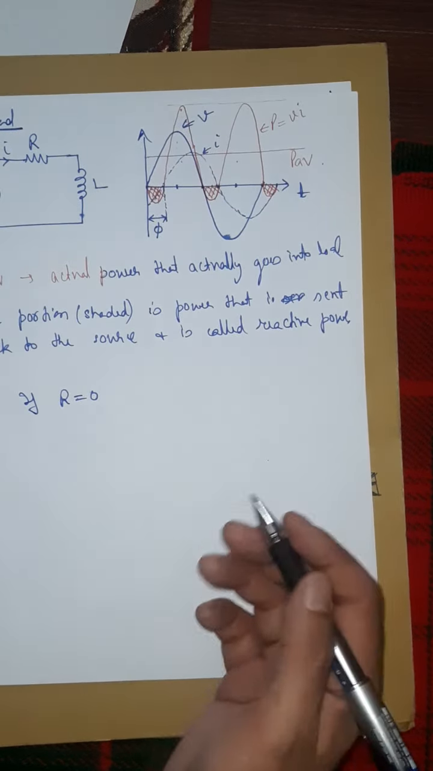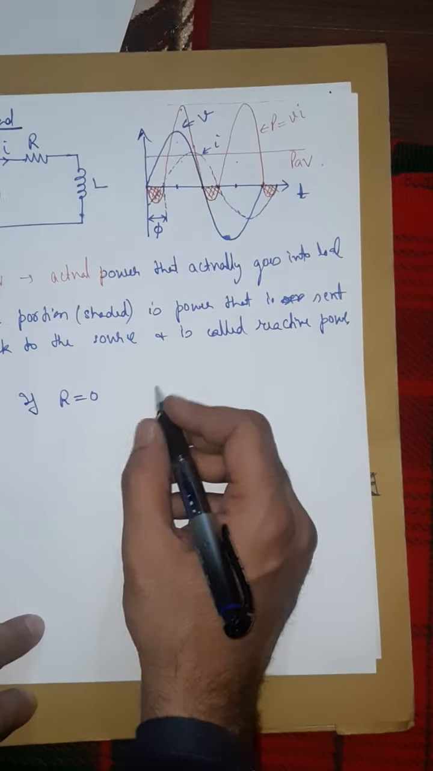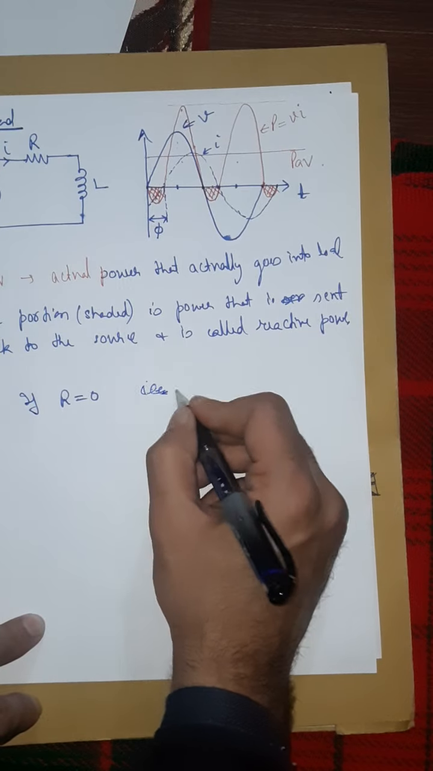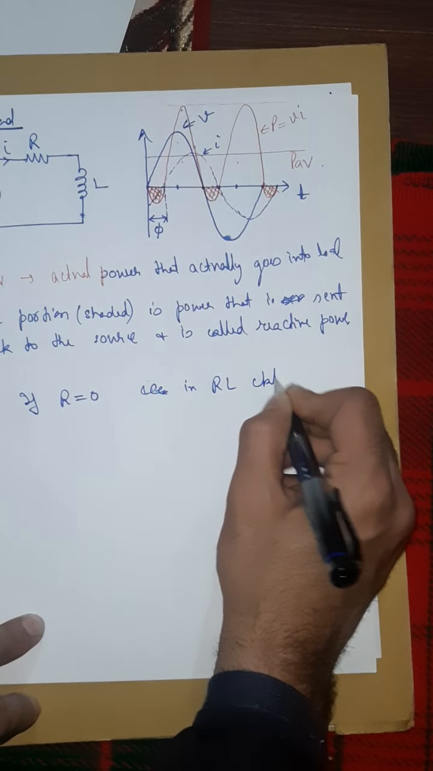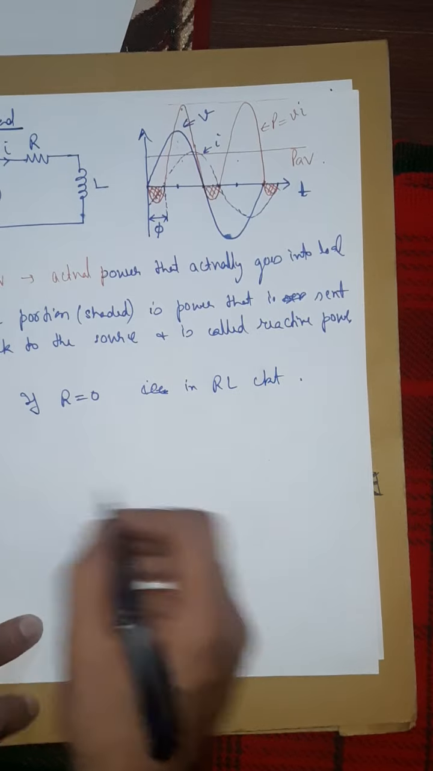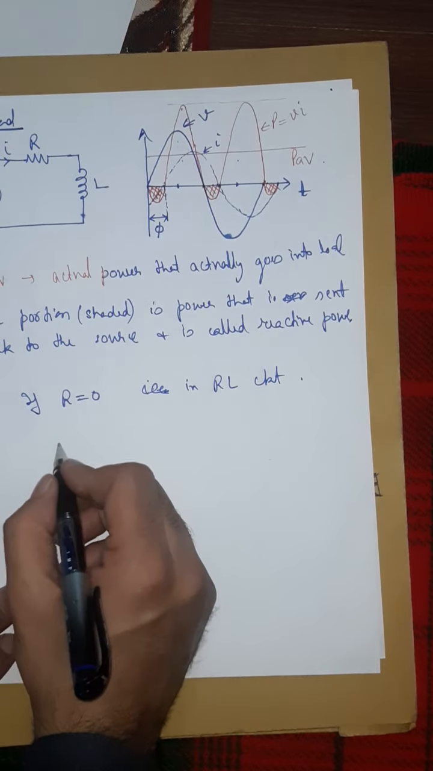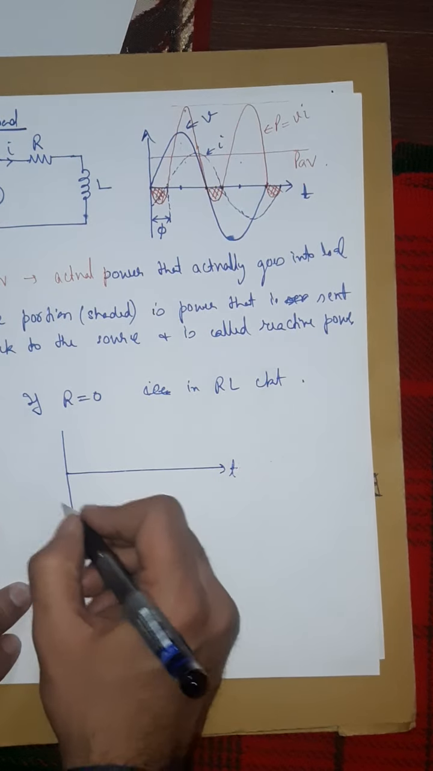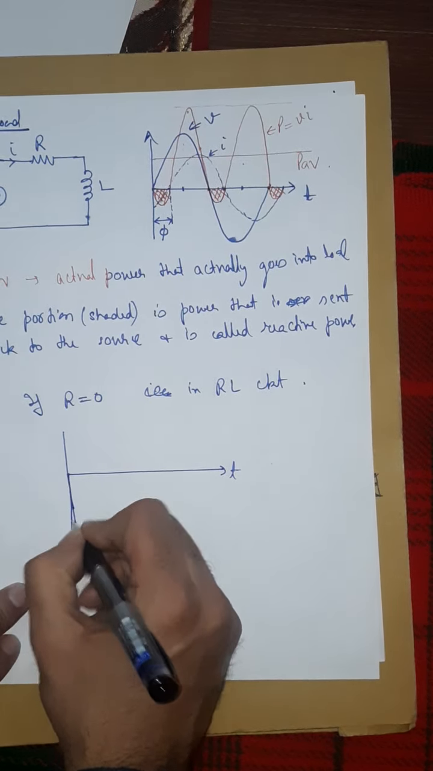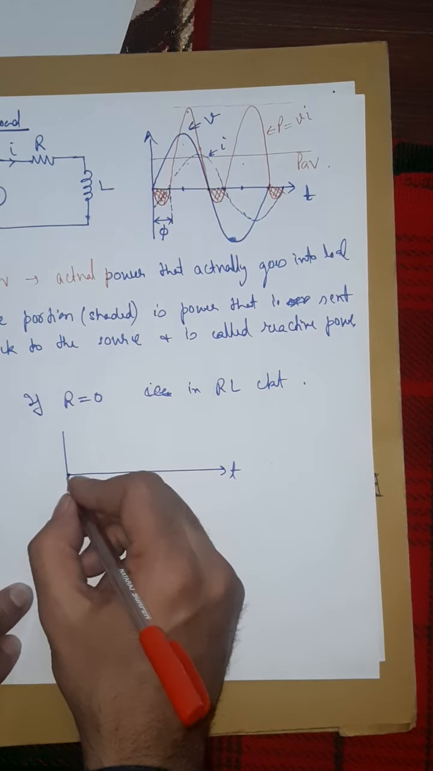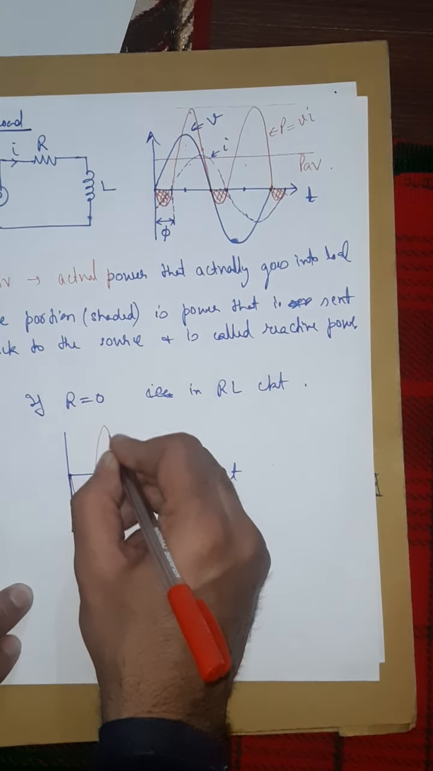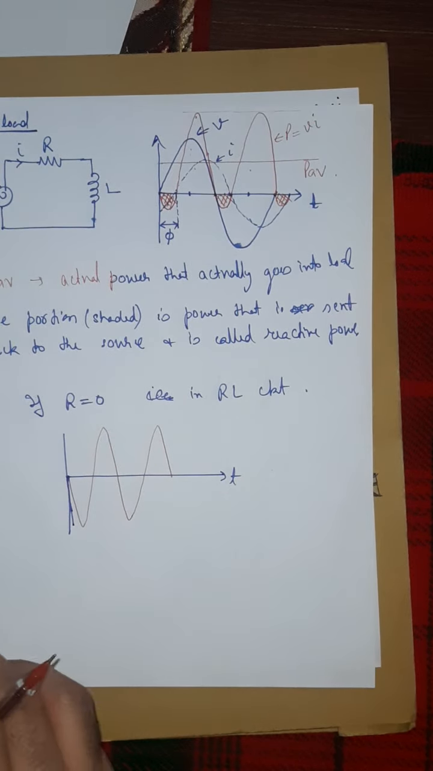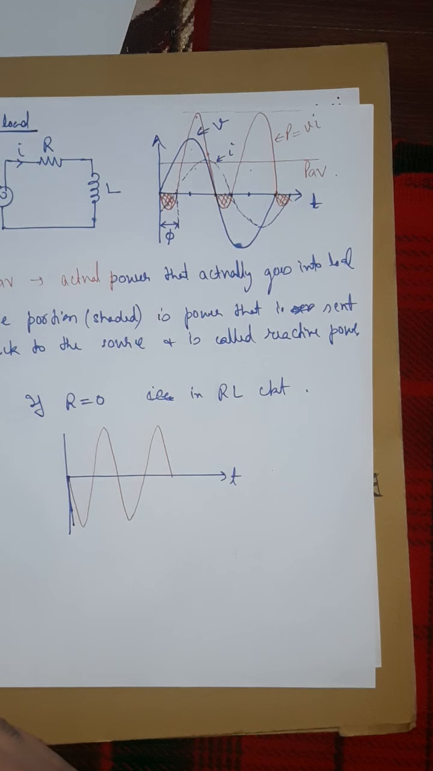I am demonstrating it here. If R is equal to 0 in an RL circuit, what will happen? Let me draw the power curve for this. This is time t. The curve for the inductive load was like this. The power curve was like this. Got it? Wasn't it like this?